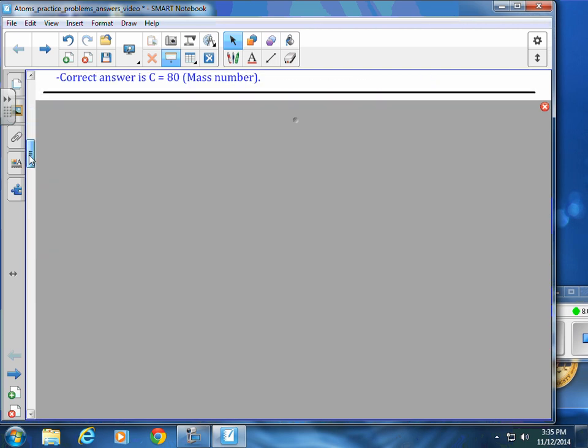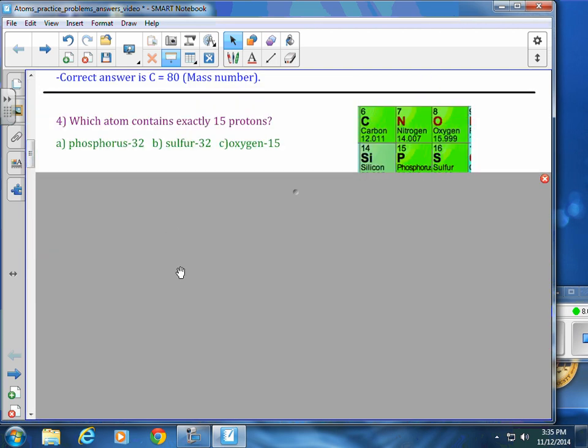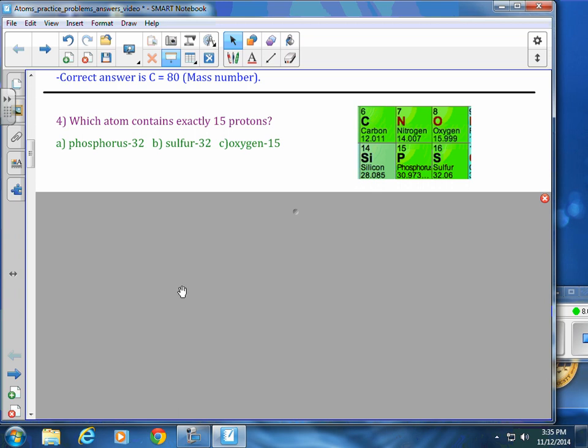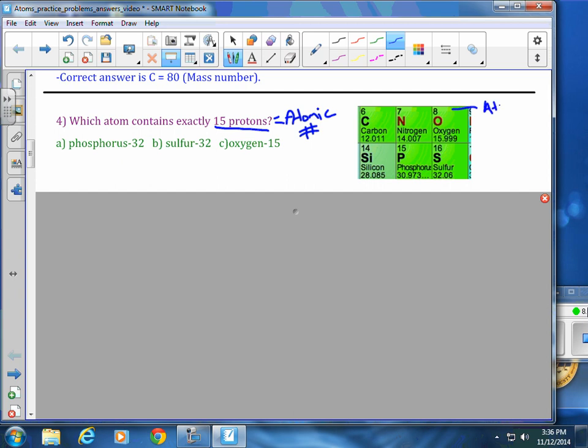All right, rolling down. We be rolling. All right, which atom contains exactly 15 protons? So in order to do this, I need to use my periodic table, and I have to figure out, okay, 15 protons. I'm going to look at what's called the atomic number in order to assess my protons. So I'm going to look on my periodic table, and it's always this top number, which is my atomic number.